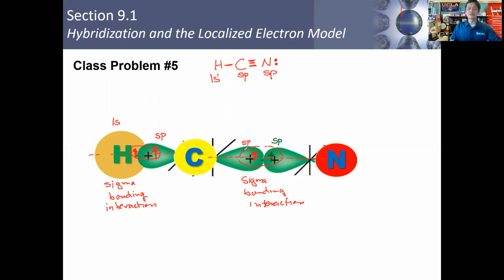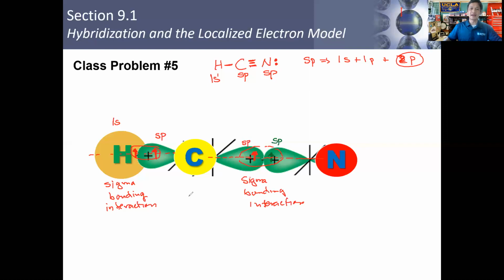Carbon's taken its other sp hybrid orbital to form one of the triple bonds with nitrogen here. Okay? And so where are the other electrons? Remember, with sp hybridization, it's going to be one s orbital plus one p orbital from the atom, which leaves two unhybridized p orbitals that are still sitting here.